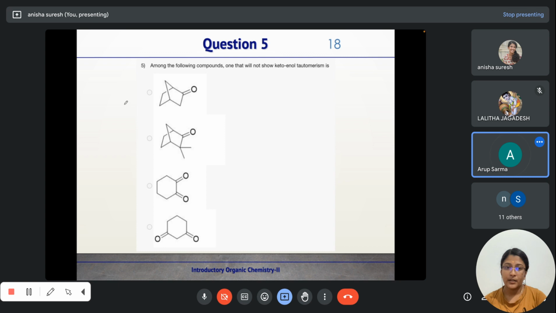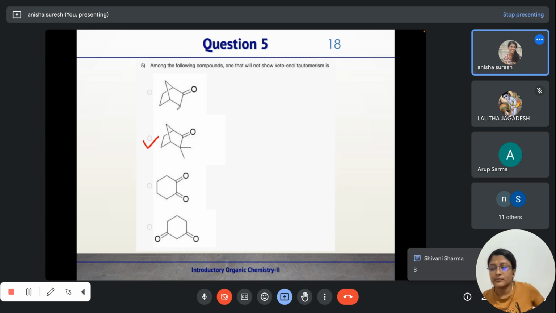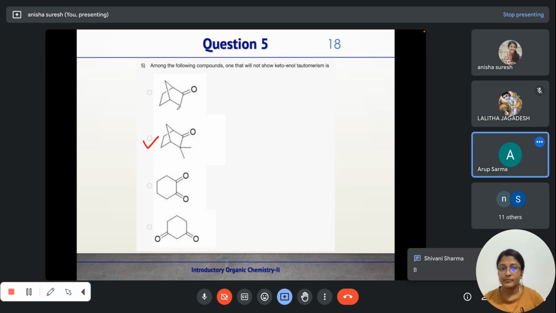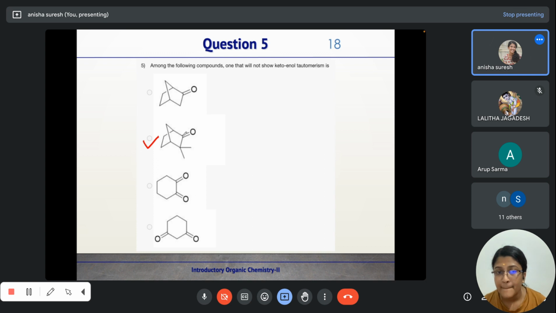Second compound. And what will be the reason? Alpha hydrogen on bridgehead. There is one alpha hydrogen here and the bridging. So according to Bredt's rule, if we are having alpha hydrogen on the bridgehead, it cannot be abstracted because the resulting alkene will be in bridgehead position. That is not favored.